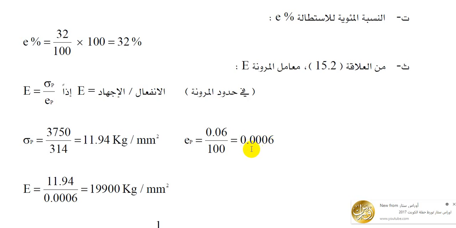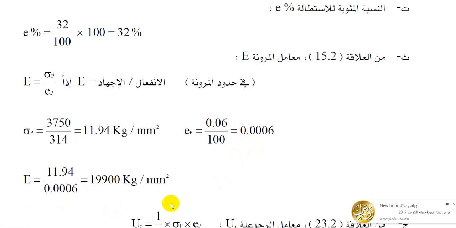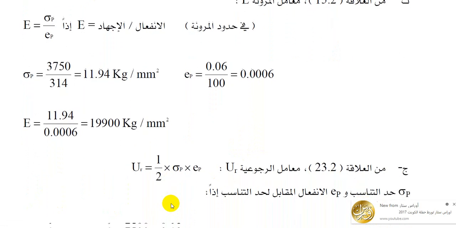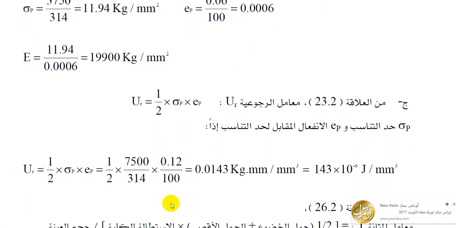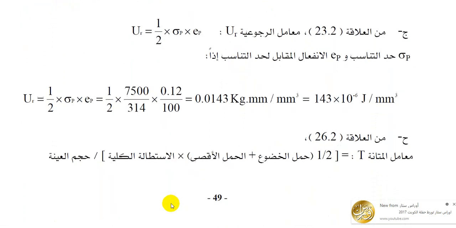As the maximum value right before you, E equals 11.94 over epsilon P, and equals 19,900 kilogram per millimeter squared. It is approximately 19 megapascal.